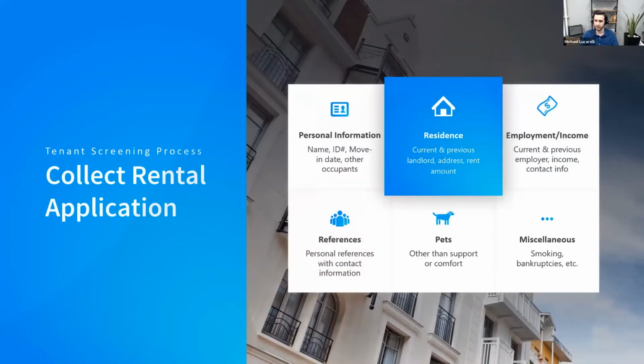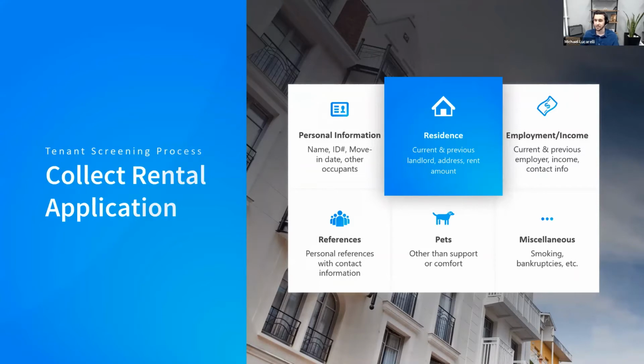So after you get a feel and the applicant's able to check out the property, really it's about collecting the rental application now. Getting the rental application is really the first meaningful step that you're taking to gather the information that's needed to move forward and get into making a decision.